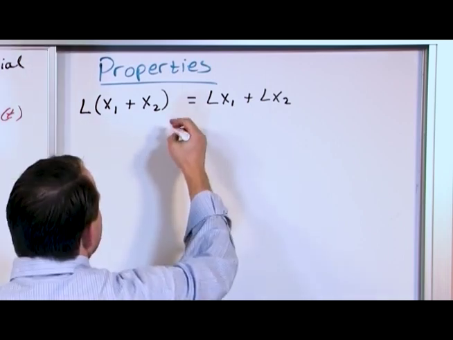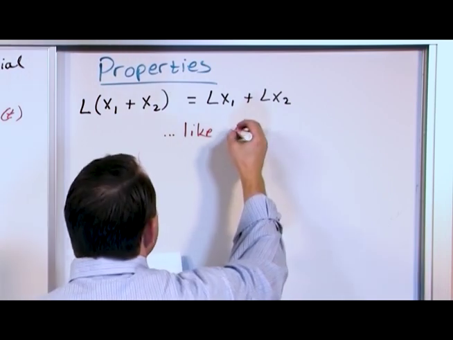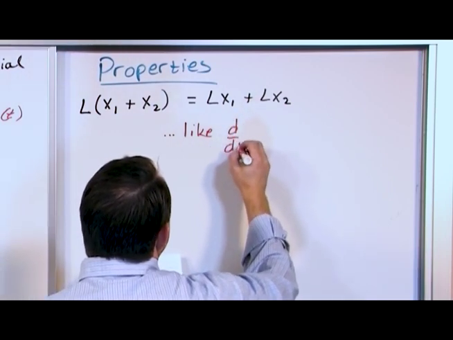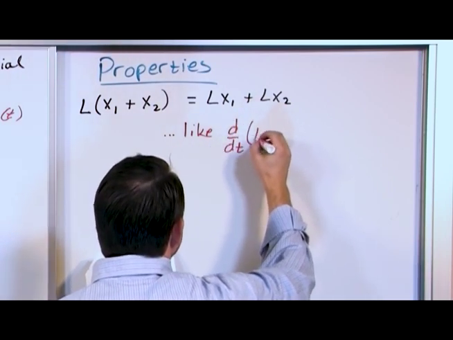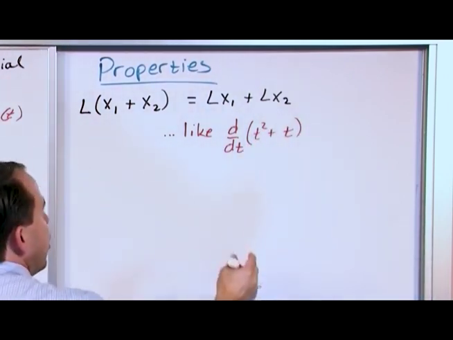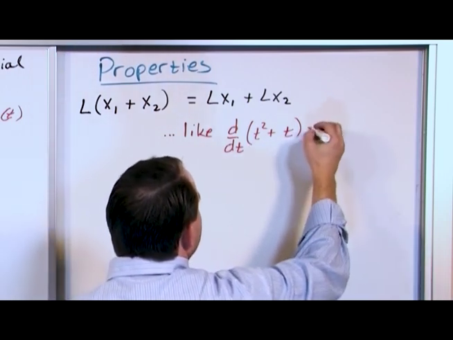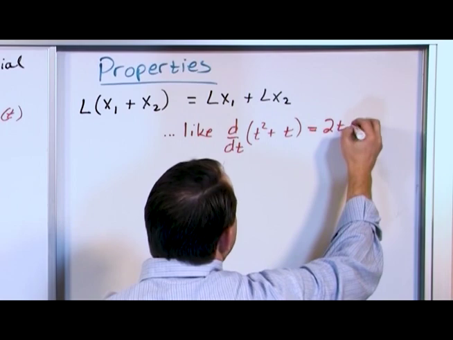So let me tell you, this is like way back from Calculus 1. What do you get when you have d dt? So you want to take the derivative of two functions inside, t squared plus t. How do you take the derivative of this? Well, you take this derivative and you operate on the first one, and then you operate on the second one. So what you get is 2t plus 1.